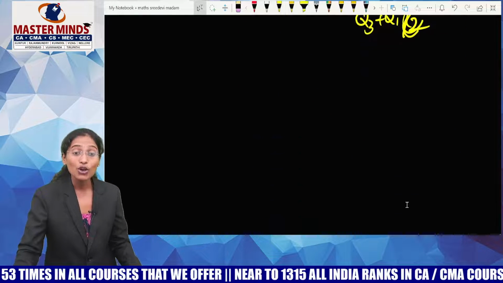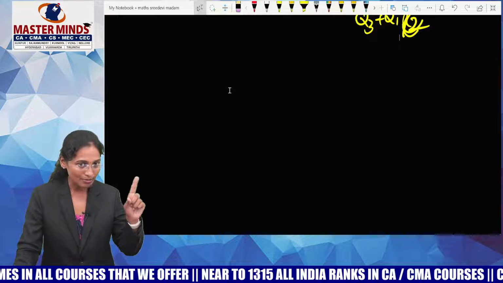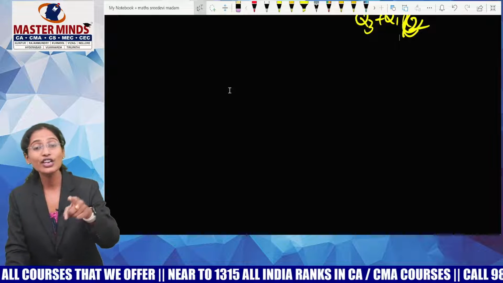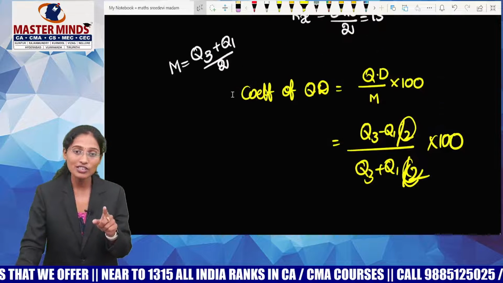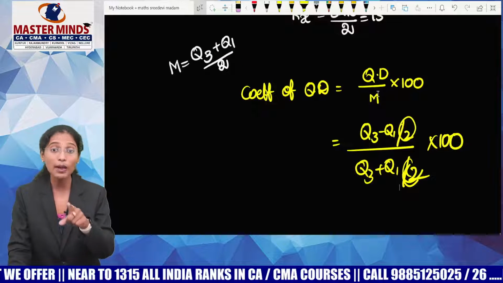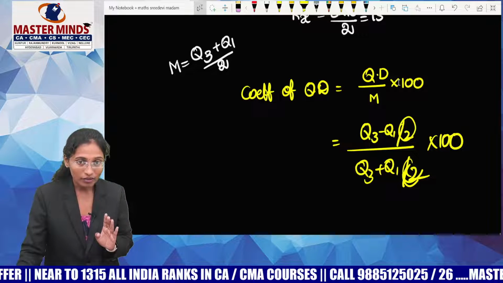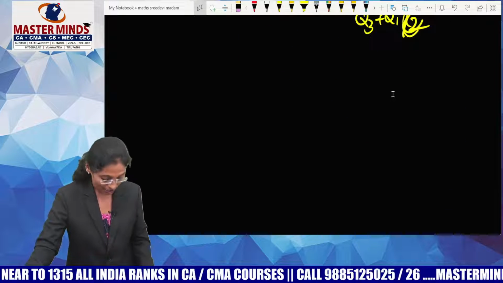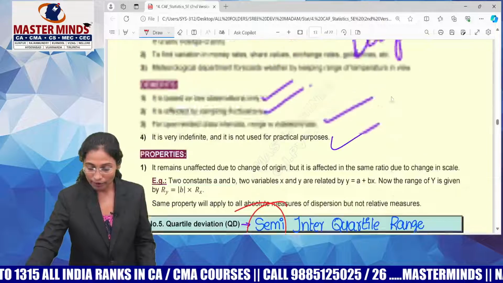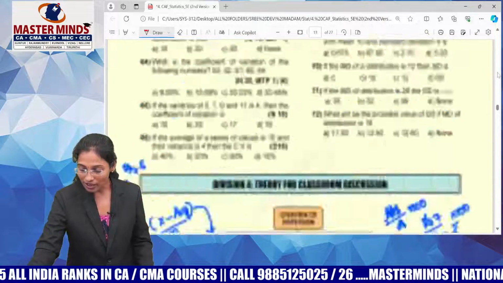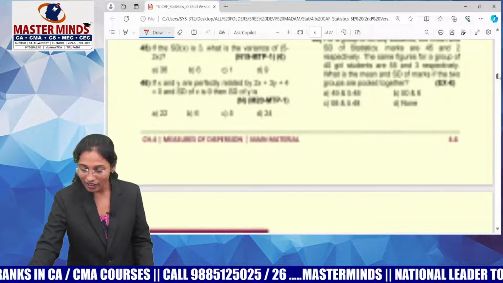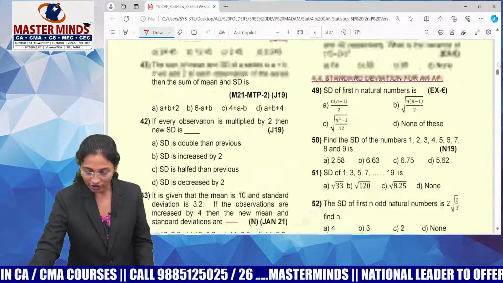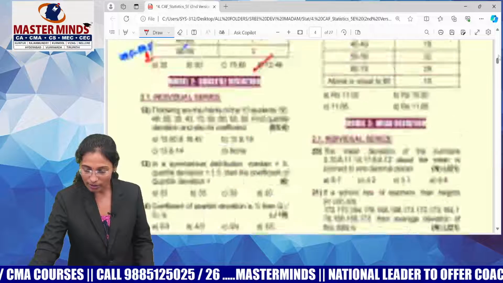Try to understand. Quartile deviation is an absolute measure. Coefficient of quartile deviation is a relative measure, so this relative measure depends upon quartile deviation by median into 100. Got it, guys? Now let's get into the MCQ part, meaning problems related to quartile deviation. Then only will you be in a position to understand the theory related to quartile deviation. So let's get into the MCQ part, guys.